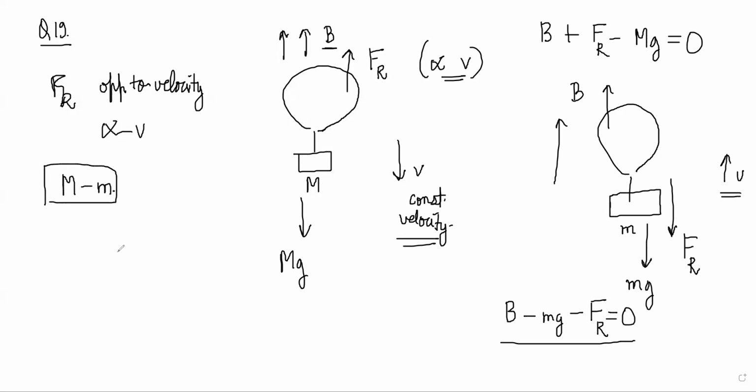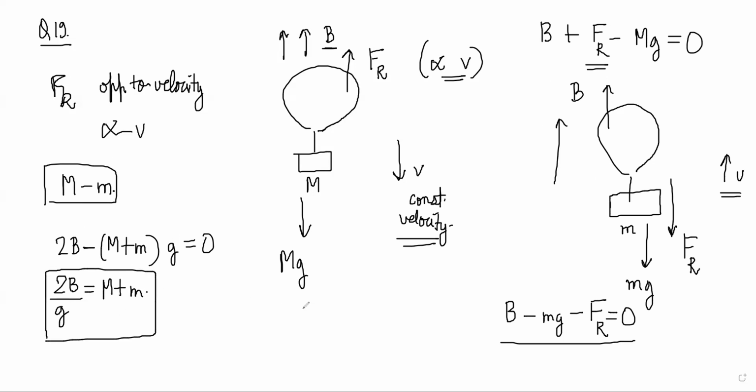Yes, sir. So first of all, what you can do is simply add the two equations that will cancel the Fr, right? We'll get 2B minus (M plus m)g is equal to 0. And basically that is equal to 2B by g is equal to M plus m here. And we have to find M minus m, right?